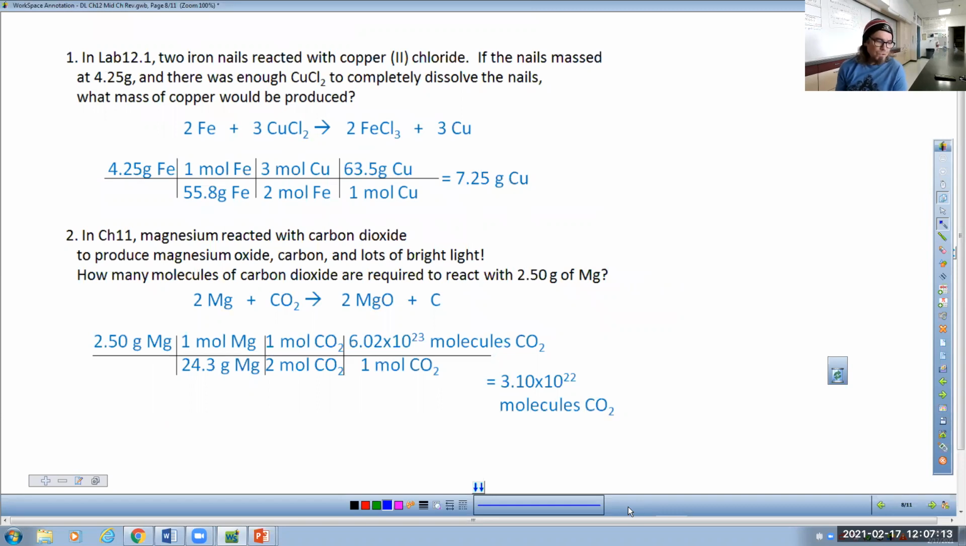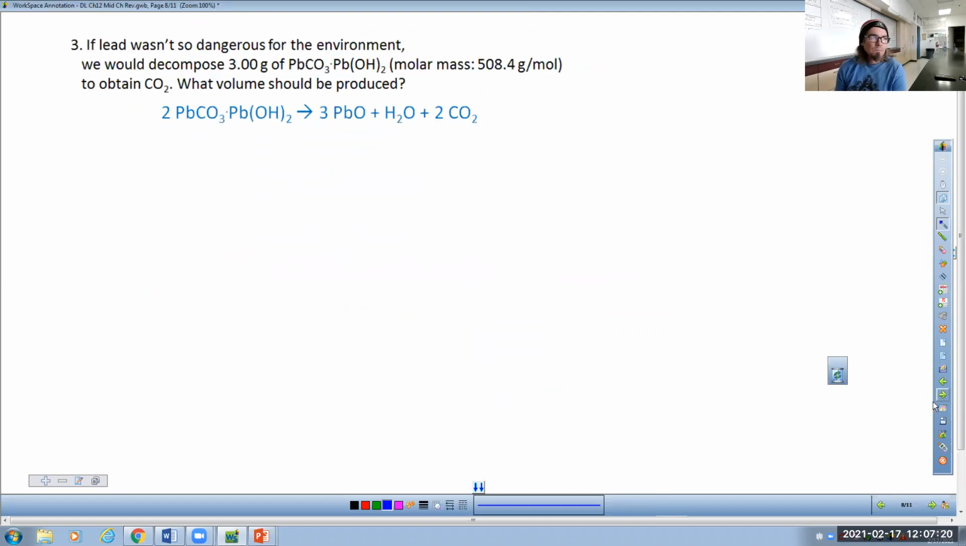Questions so far on one and two? Question number three. When we get to the gas laws, we have a lab where instead of decomposing lead carbonate, we would decompose sodium bicarbonate because it's not bad for the environment. This lab right here is not good for the environment. But the thing about this lab is it's more consistent. So it makes for a better lab, but we don't want to hurt our high desert water supply, so we don't do this.